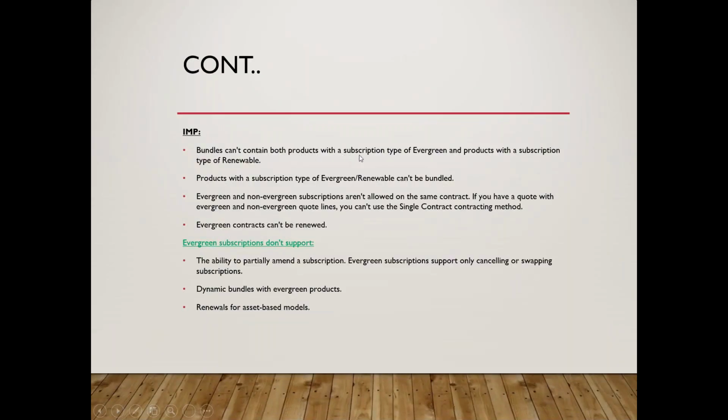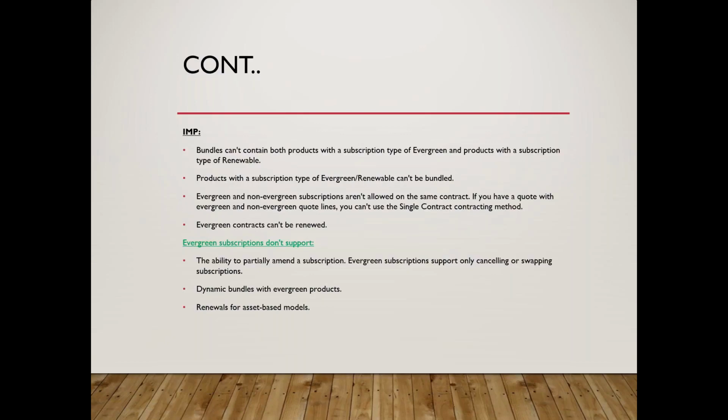Bundles can't contain both products with the subscription type of evergreen and products with the subscription type of renewable. So let's say you created one bundle. Inside that bundle, you can't add both renewable and evergreen products. You need to create a separate bundle for evergreen. You cannot mix evergreen products and renewable products inside a single bundle. These are very important points, and from my learning I added this here. The second point is that products with the subscription type of renewable evergreen can't be bundled.